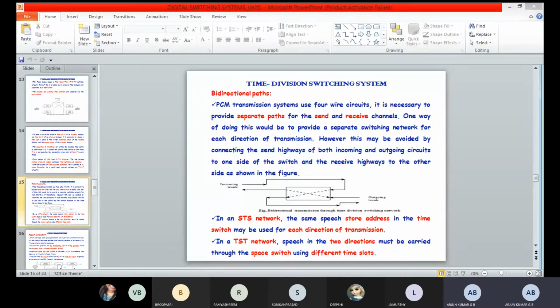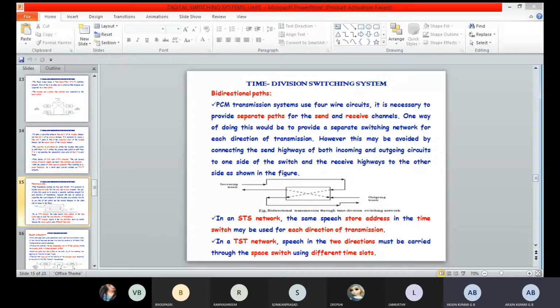Again, in a space network, the same speech store address in the time stores may be used for each direction of transmission. For a connection between the time slot X on the trunk and another channel Y, if you make transmissions between incoming and outgoing, it is with different time slots. In one direction of transmission, the contents at the address are written at the end of time slot X and read at the beginning of time slot Y. In the opposite direction of transmission, they are written at the end of the same time slot Y and read at the beginning of the next time slot of X.